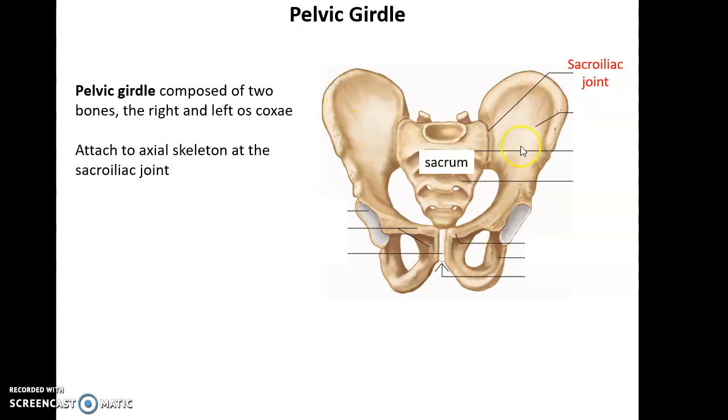This is the pelvic girdle. The pelvic girdle consists of the two hip bones, but we're not going to call them hip bones. No, we're going to call them os coxae. So we have two os coxae, a right and a left. They attach to the sacrum of the axial skeleton at the sacroiliac joints. So again, sacrum, part of the axial skeleton, the os coxae attached to it.